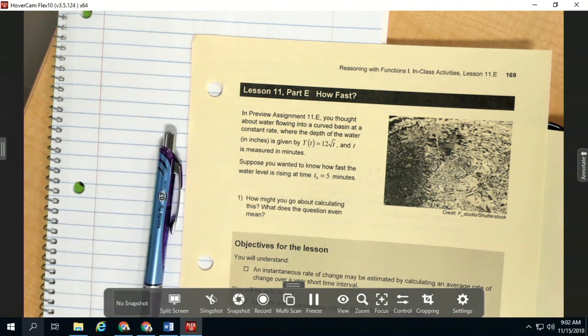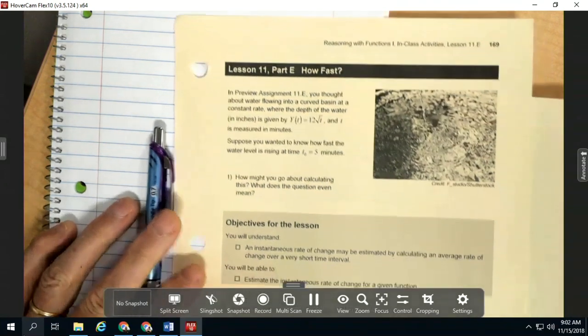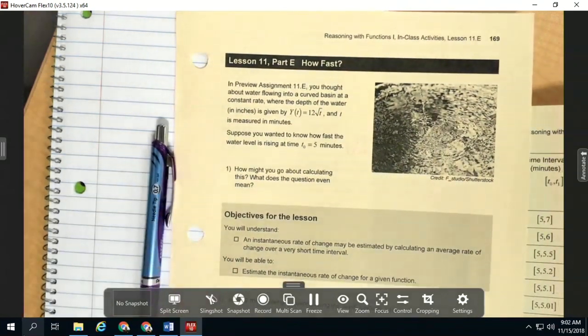You can tell it's not going to climb inch-wise at the same rate. First of all, because it's a curved basin. Second of all, because the formula is not a linear formula. So what it's telling you is that as you get higher up, the rate is going to change. So the first thing we're going to do here is talk about this question. How might you go about calculating how fast the water is rising at 5 minutes?